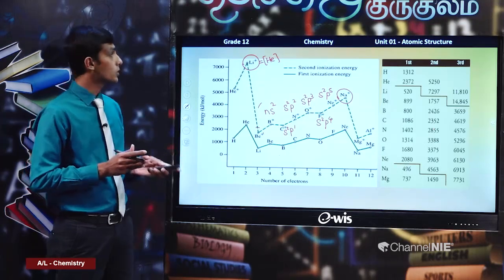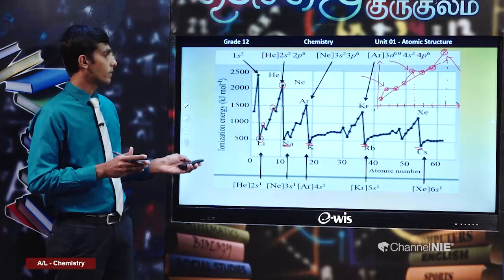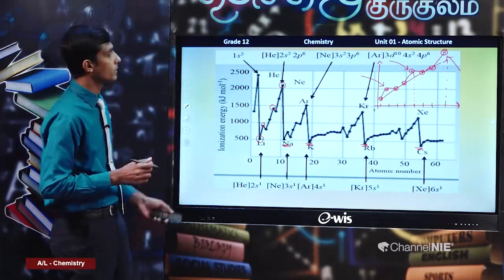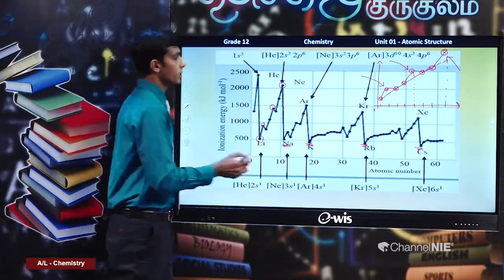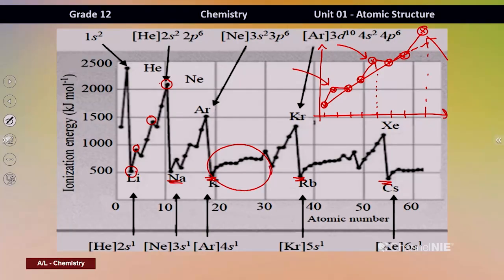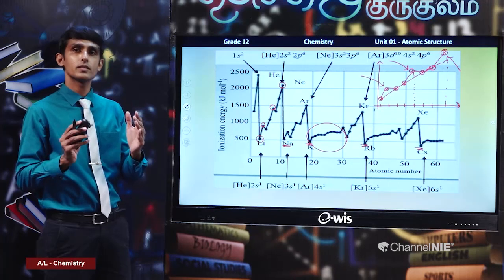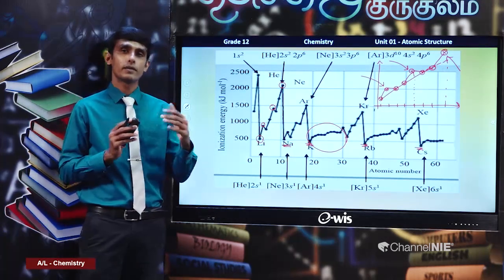When it comes to transition elements, or D block elements, for example, elements from scandium to zinc, you can see this part of the table shows this variation. That variation is not very regular, but there is a slight increase in the first ionization energy, but it is not a very regular variation.